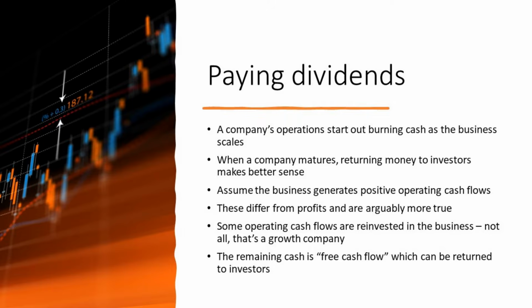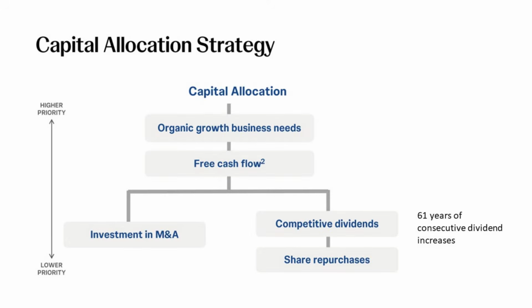These differ from profits because they're arguably more true. So some of the cash generated by a business is reinvested back into the business, but not all. That's a growth company. The remaining is free cash flow that can be returned to investors. So I like this slide from Johnson & Johnson, which shows their capital allocation strategy. So you see there at the top, it says organic growth business needs. That's referred to as CapEx, right? Capital expenditures. Money they need to reinvest for organic growth. What's left over? That's free cash flow.